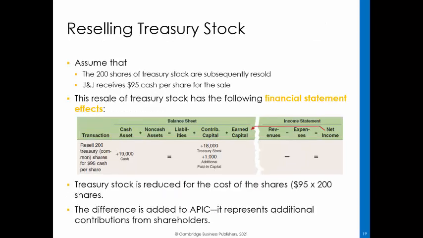Now assume that Johnson & Johnson resells the same 200 shares of Treasury stock for $95 cash per share. Both cash and equity increase by the proceeds of $19,000. The Treasury stock account is reduced by the $18,000 cost of the Treasury shares, which increases equity, and additional paid-in capital is increased by $1,000, equal to the $5 difference between the resale price of $95 and the original cost of $90 times the 200 shares. Again, there is no effect on the income statement as companies are prohibited from reporting gains and losses from repurchases and reissuances of their own stock.